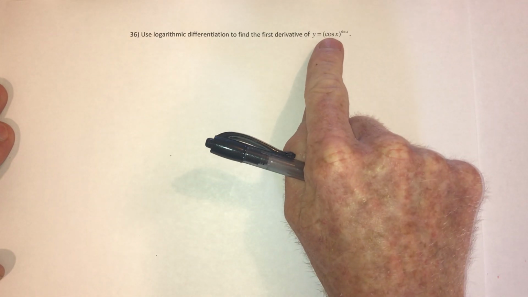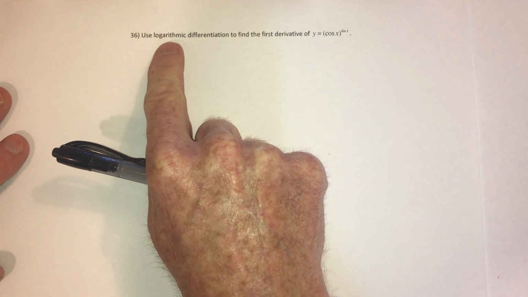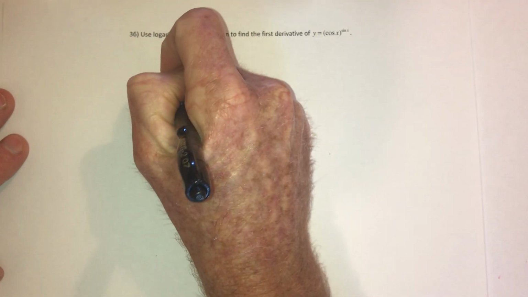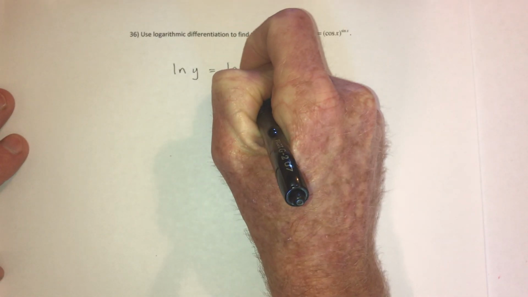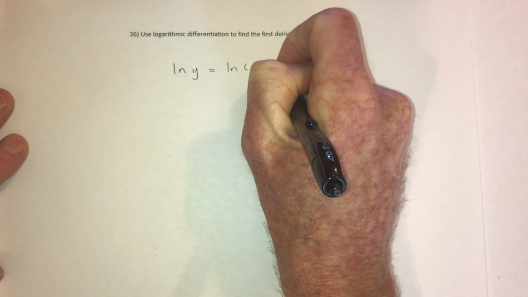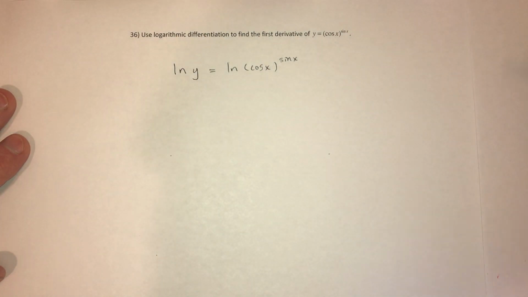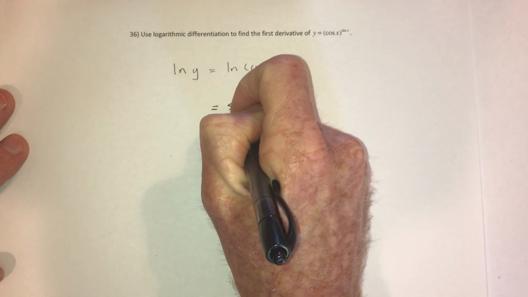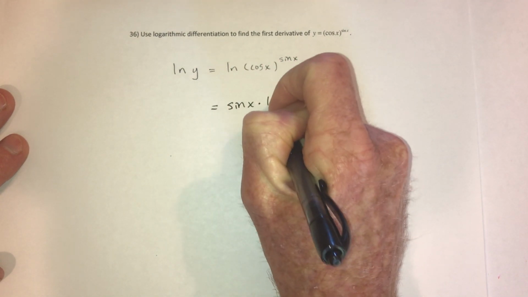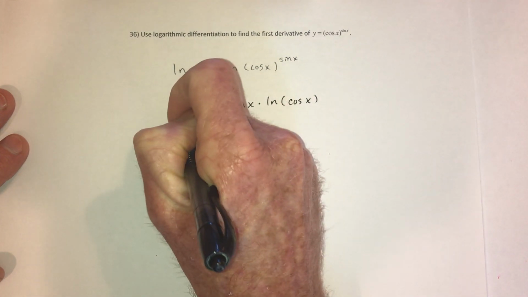So whenever you have a function raised to a function, it's probably a good idea to use logarithmic differentiation. So use natural log and take natural log of both sides. Now the reason for doing that is because there's this rule from logarithms that says you can take this sine, bring it down in front and multiply. So that is not taking the derivative, that's just a rule from logarithms.